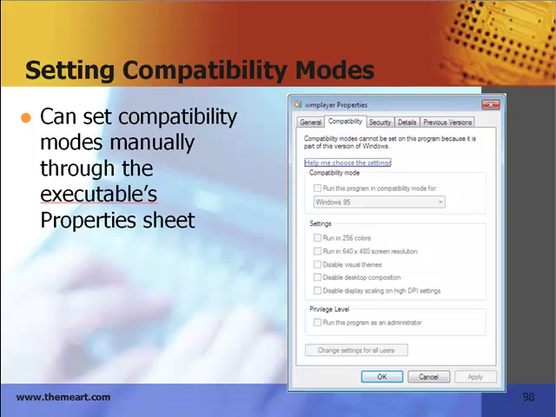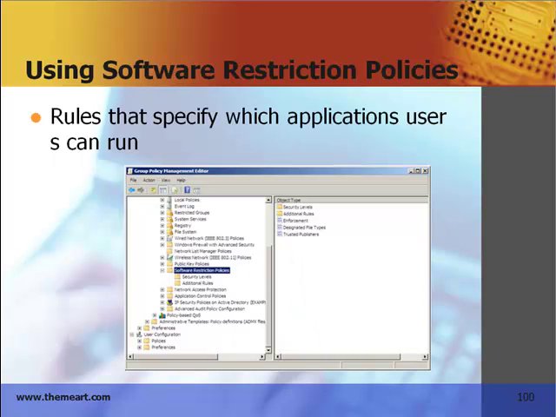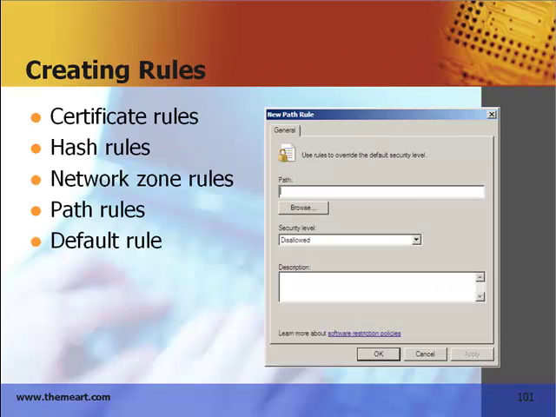Know the compatibility settings, how we can basically trick an application into thinking it's running on a previous operating system. We can force particular settings, like screen resolution, color density, and so forth. Know where that is. Application restrictions: know SRP and AppLocker. Know that software restriction policies go all the way back to Windows XP. AppLocker is going to be just for Windows 7. Basically this allows us to whitelist and blacklist the applications that the users would be allowed to run.